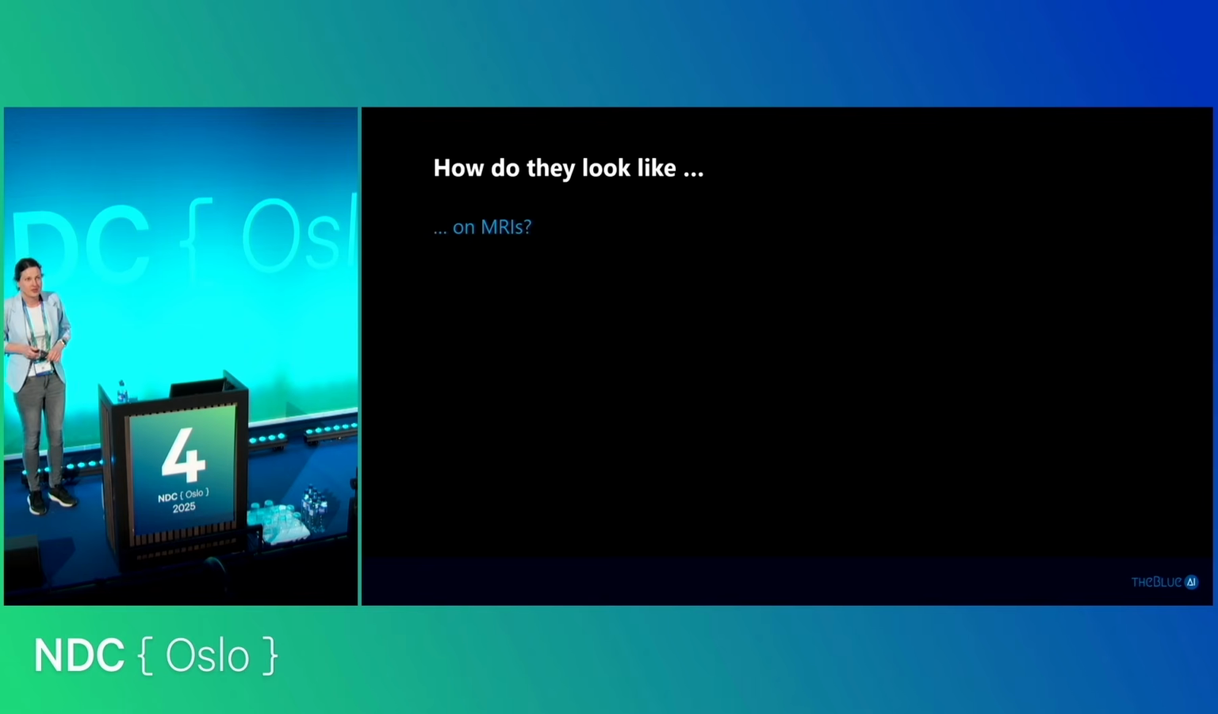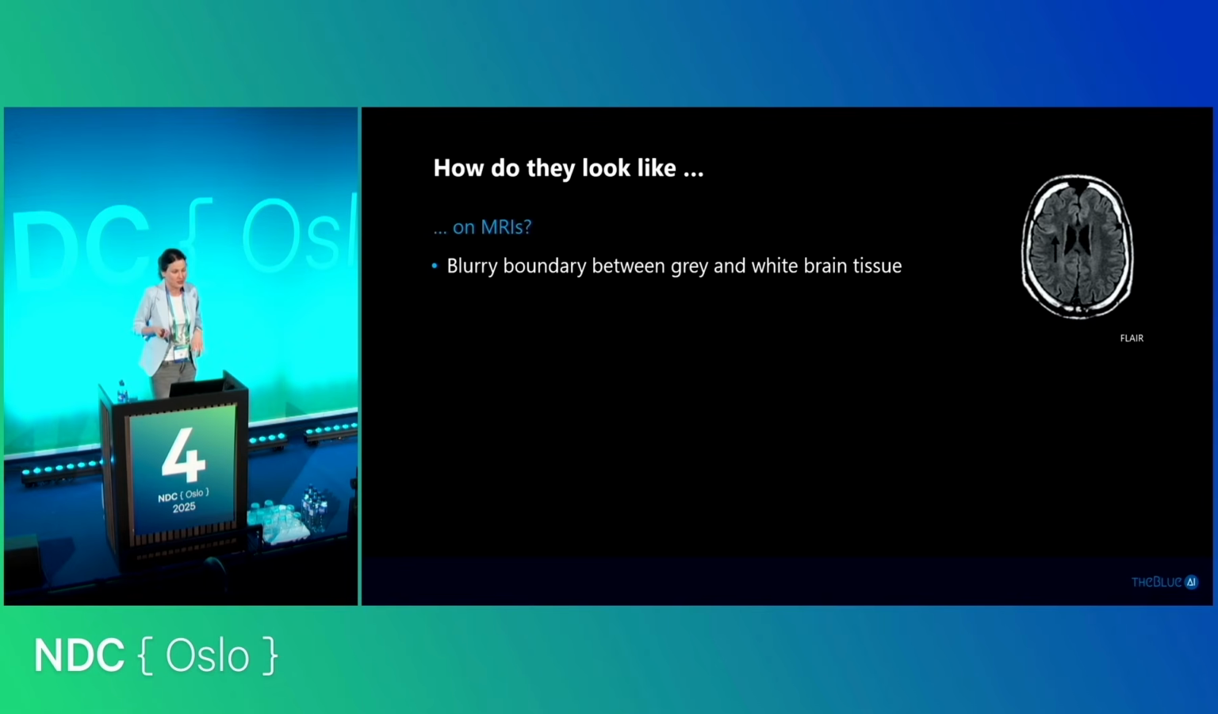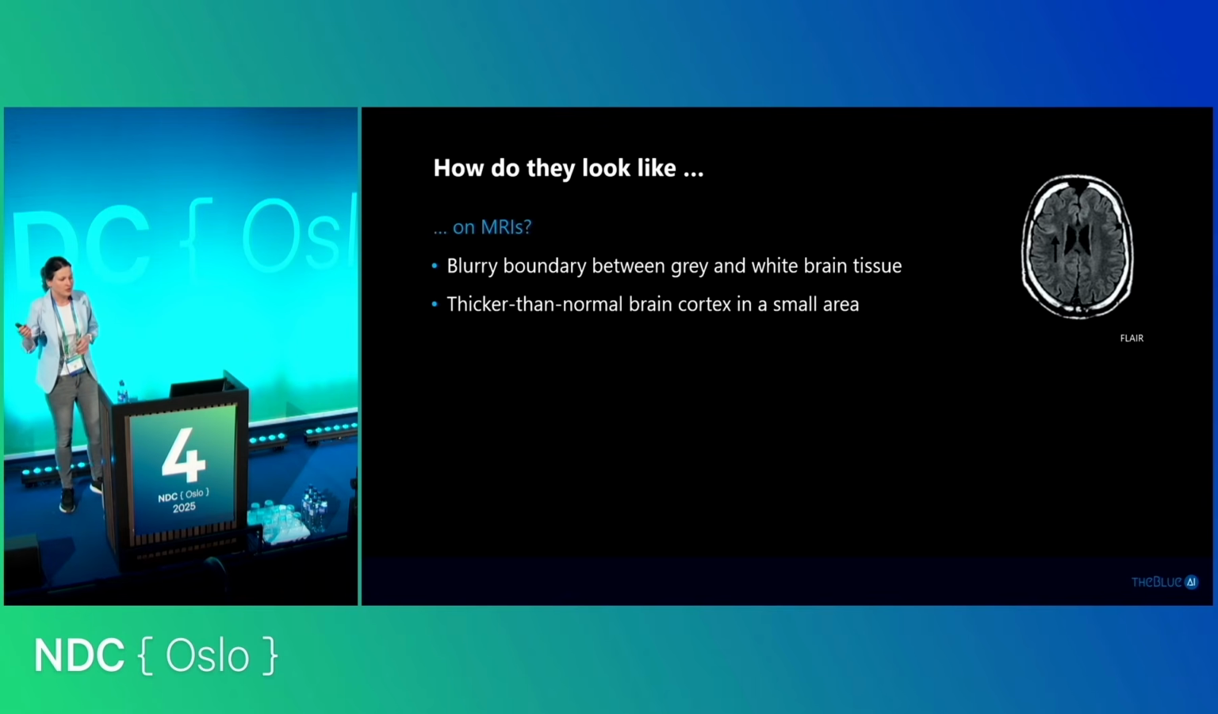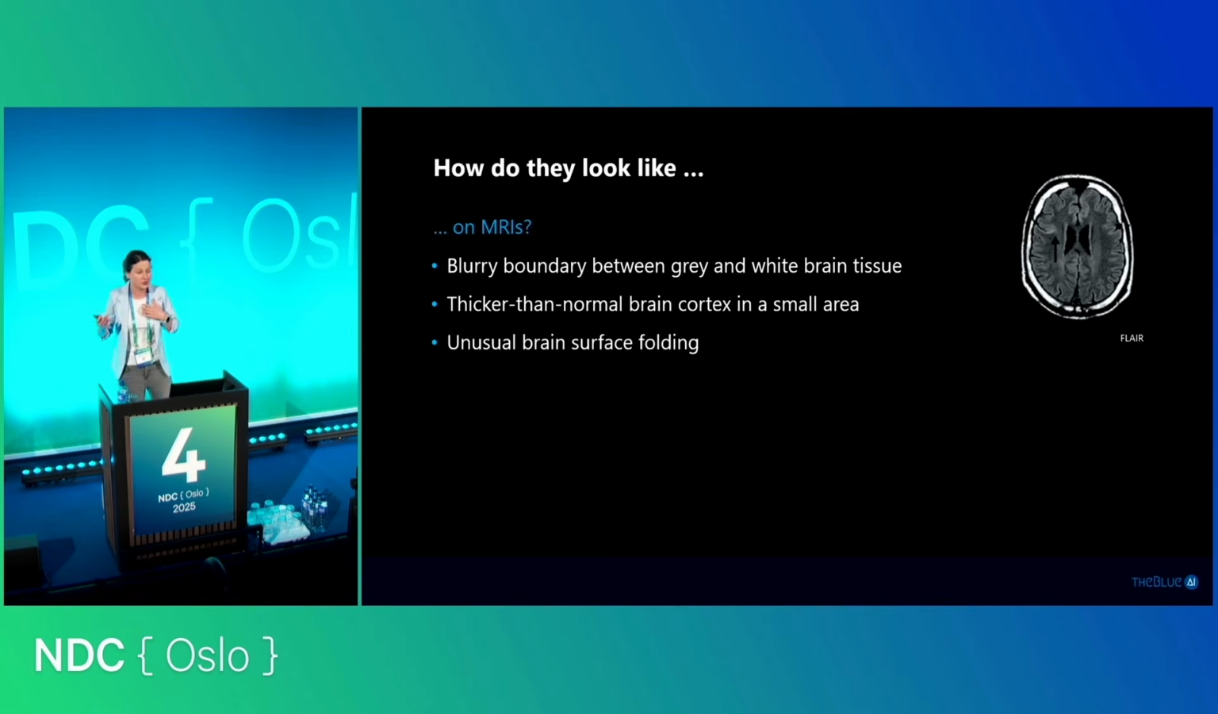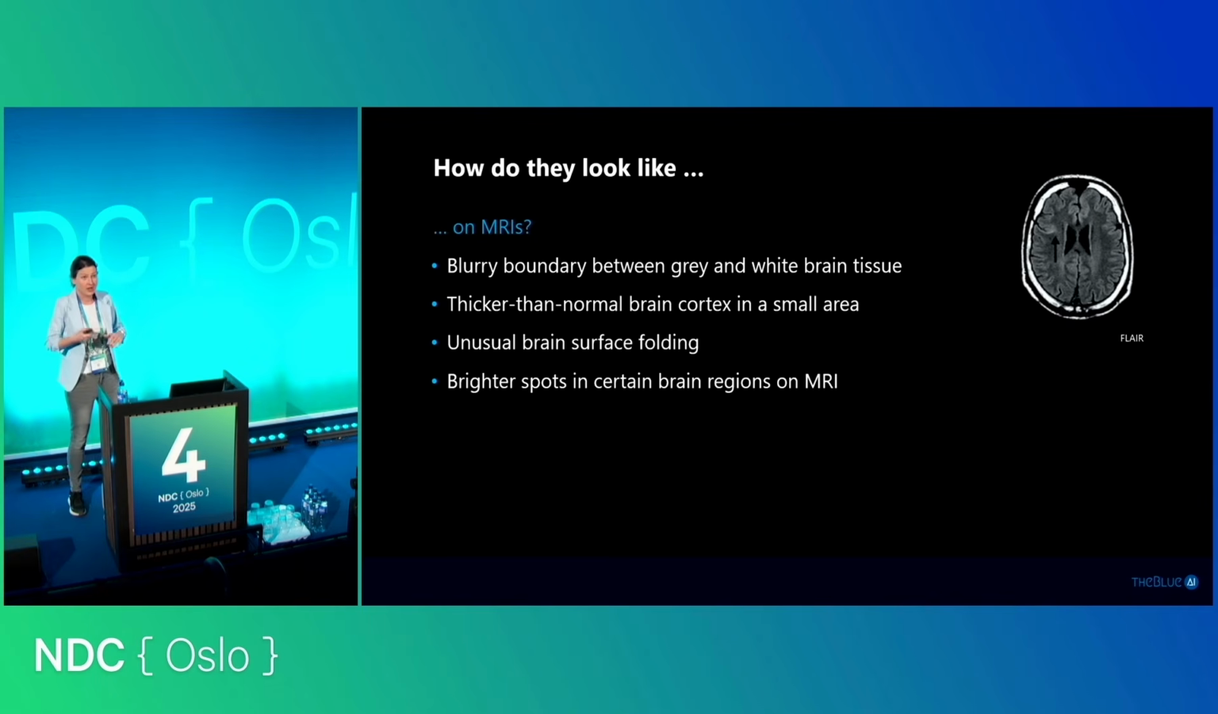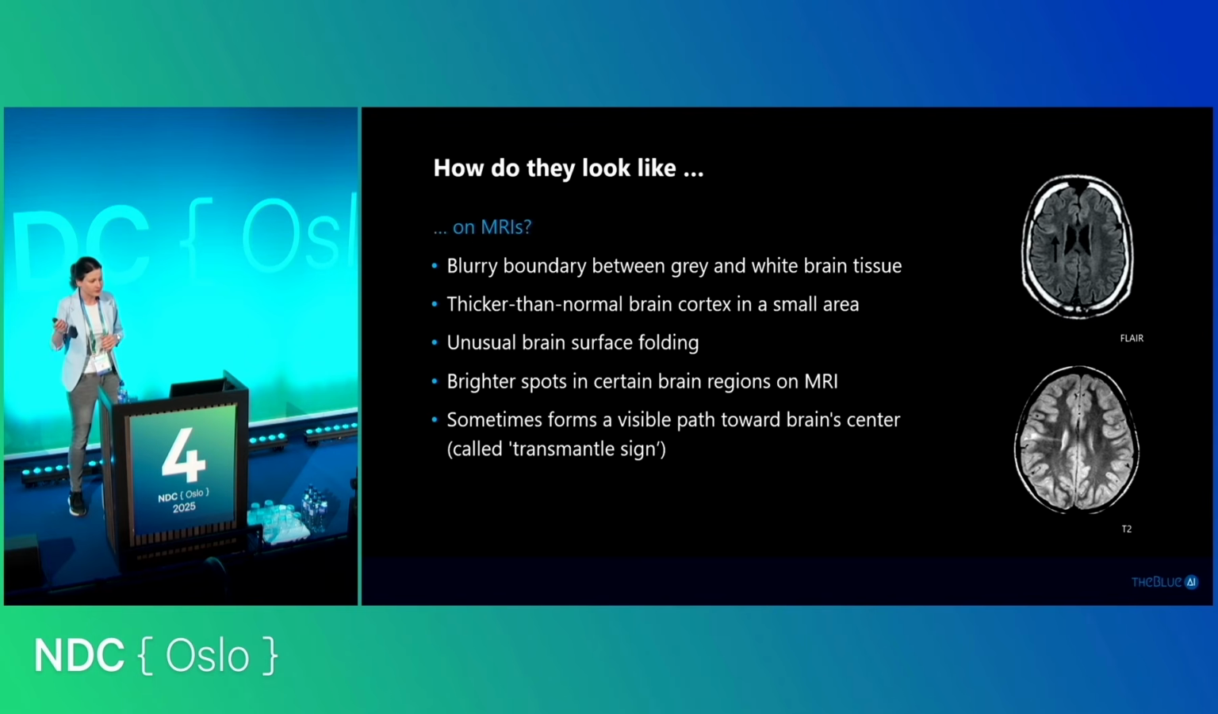So let's assume we have this MRI already. Let's take a look at how FCDs look on MRIs. We have a set of features that can be present. One of the most important ones is the blurring of the boundary between the white and gray matter. Another one is cortex thickening. Another is unusual surface folding, so the folding of the brain looks a little bit strange. Some hyperintensities, either of white or gray matter, or something that you can see in this picture, which is quite characteristic: a visible path toward the ventricle, which you can see here.